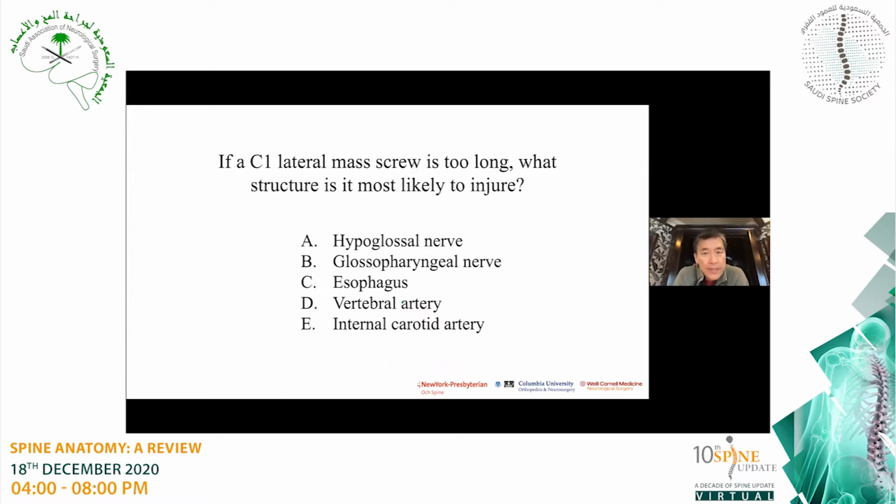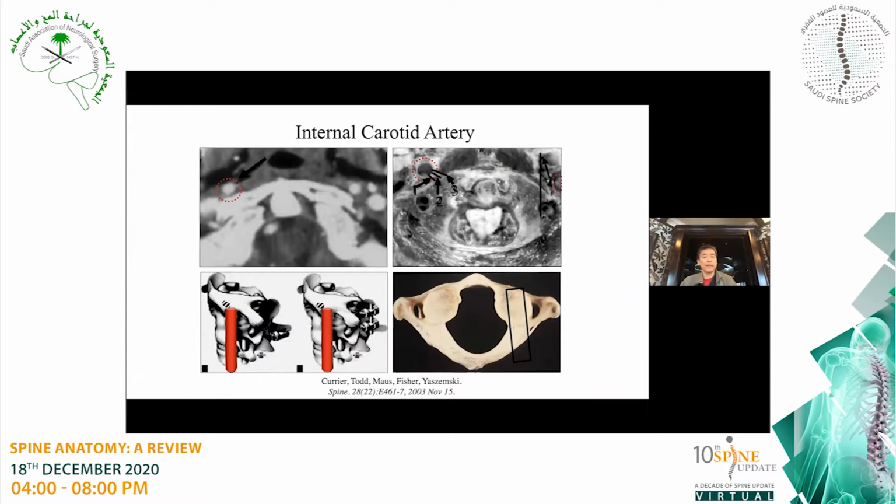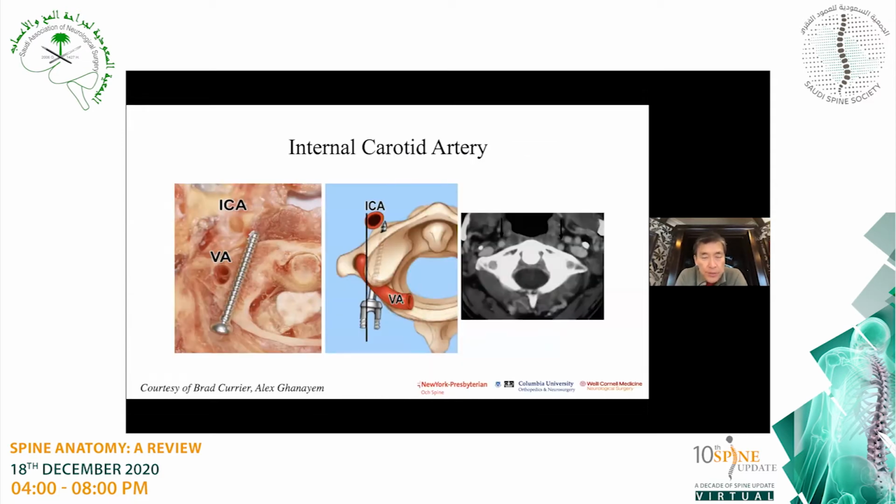Okay, if a C1 lateral mass screw is too long, what structure is it most likely to injure? Is it likely to injure the hypoglossal nerve, the glossopharyngeal nerve, the esophagus, the vertebral artery, or the internal carotid artery? And the answer is the internal carotid artery. This was demonstrated by Brad Currier and his group at Mayo Clinic. He showed that the internal carotid artery is actually quite close to that anterior aspect of the C1 lateral mass, and that it is at risk if you put the screw in a little bit too long and a little bit too laterally. It is on the lateral aspect of that area. So as long as you angle medially, you're less likely to hit that artery.